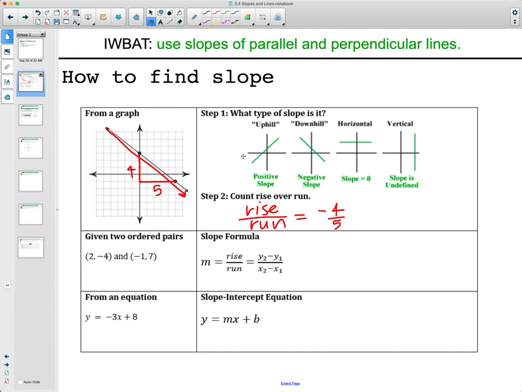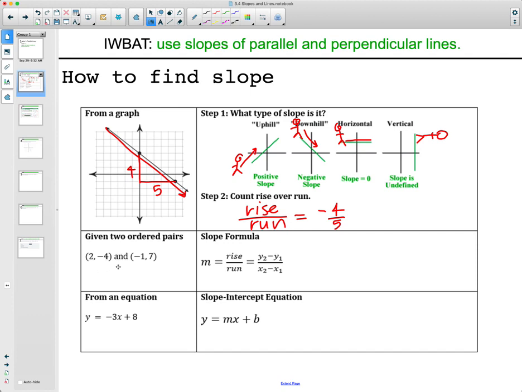So we would start on the left-hand side, and if you can imagine a hiker or somebody walking, if they're going uphill, it's positive. If they're going downhill, it's negative. If they aren't going up or down, they're just going flat, then that's a slope of 0. And if they can't walk like this, they'll just fall straight to the ground, that is an undefined slope.